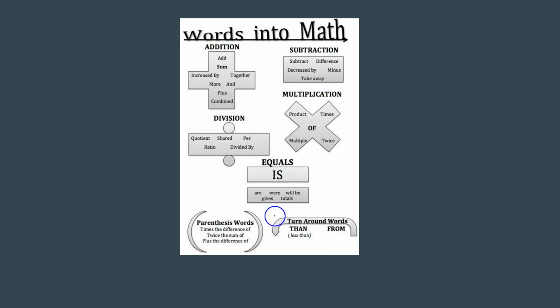But the new thing that we really want to focus on is those turnaround words. When they have the word than and from, or even less than, that means that it's going to be written in the reverse order. And we'll go over an example like that as well.